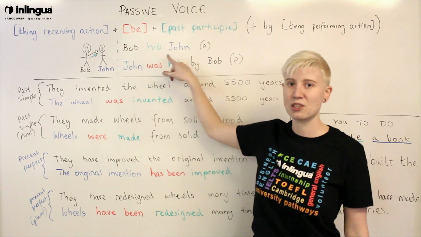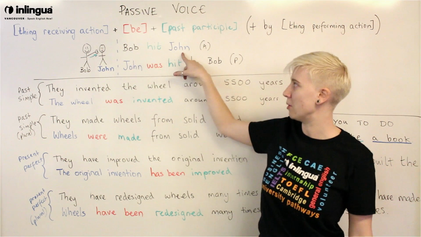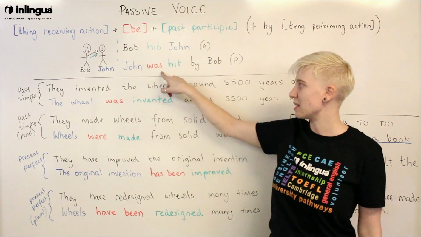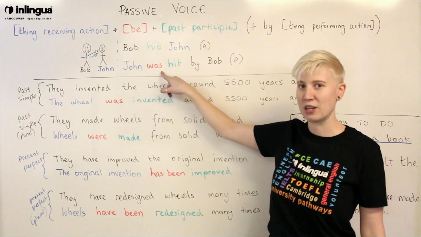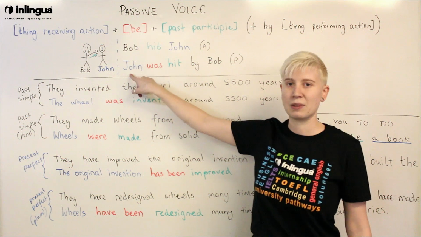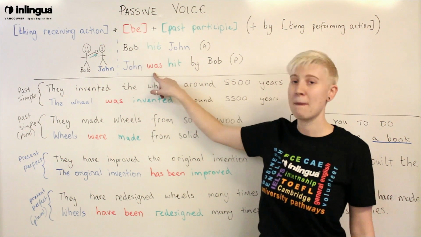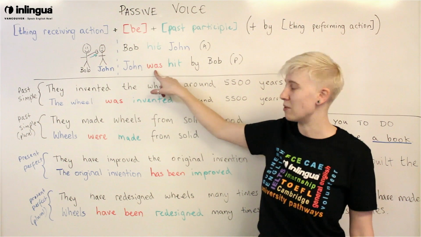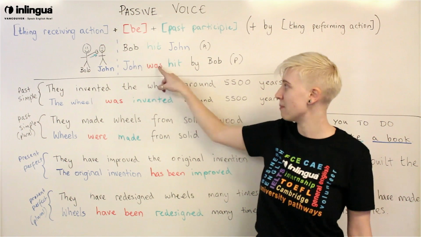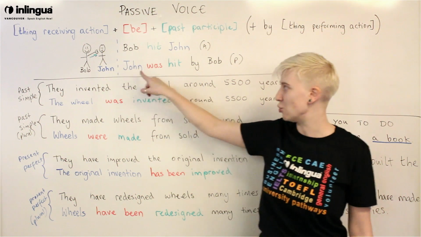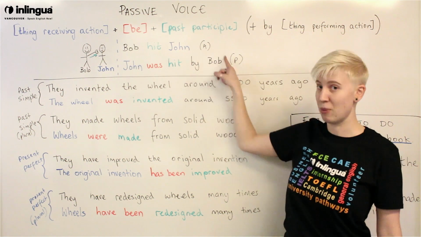So Bob hit John. Black, green, blue. And Bob is the focus of this sentence. When we put it into passive voice, we have to change the order. And we have John at the front as the most important. And next, we need to add the verb be. This is really important. To make the passive voice, we need be and we need the past participle of the verb. So in this sentence, John was hit by Bob.